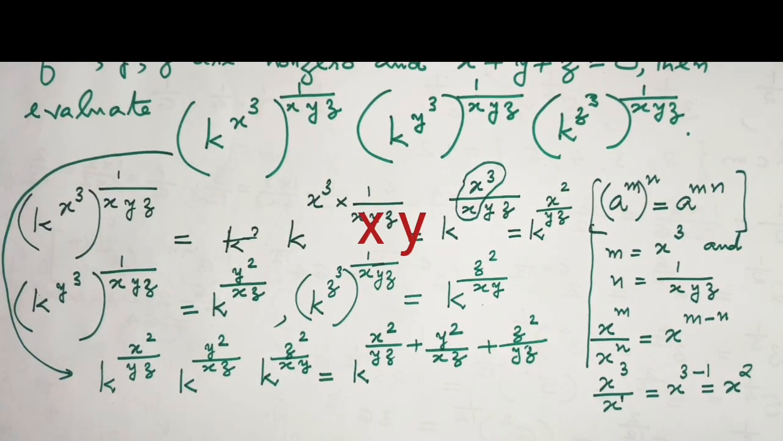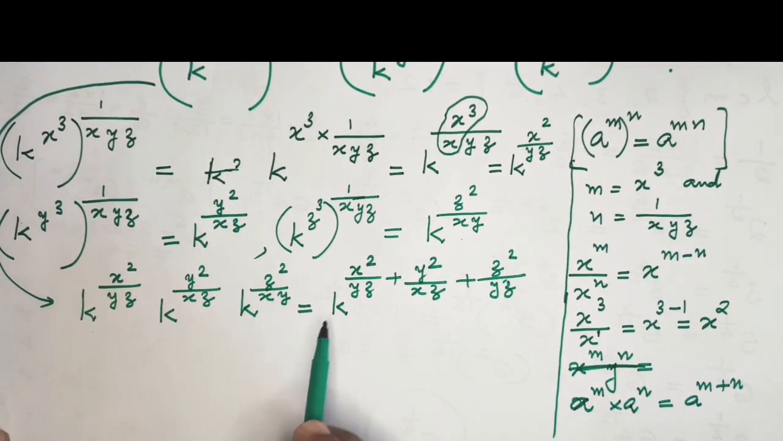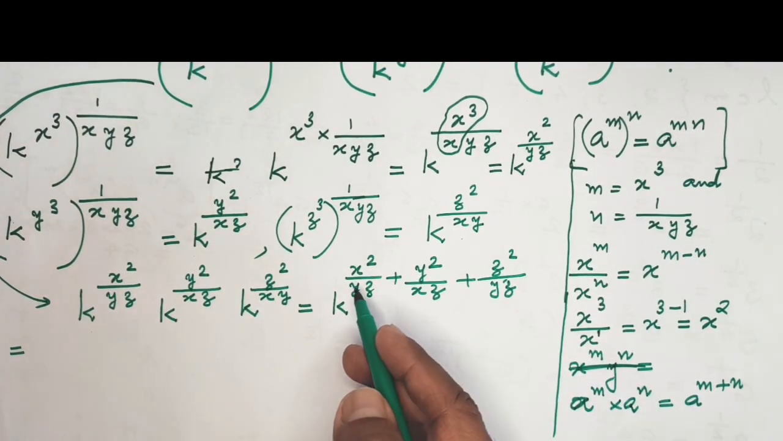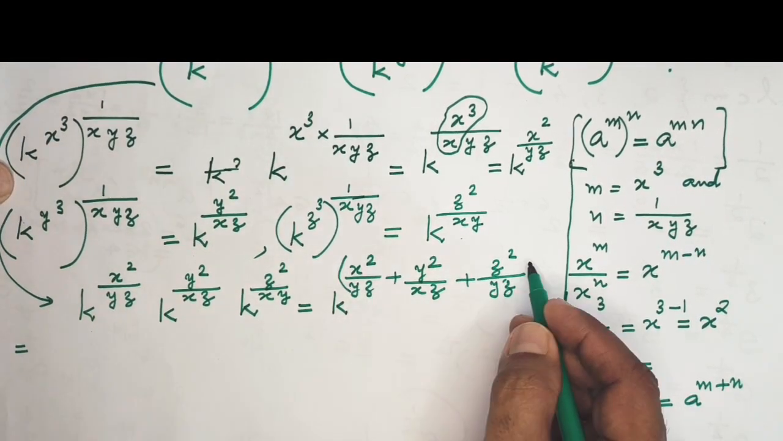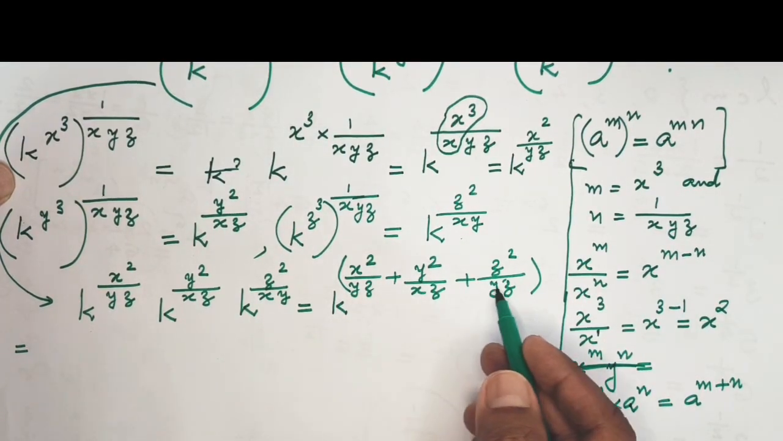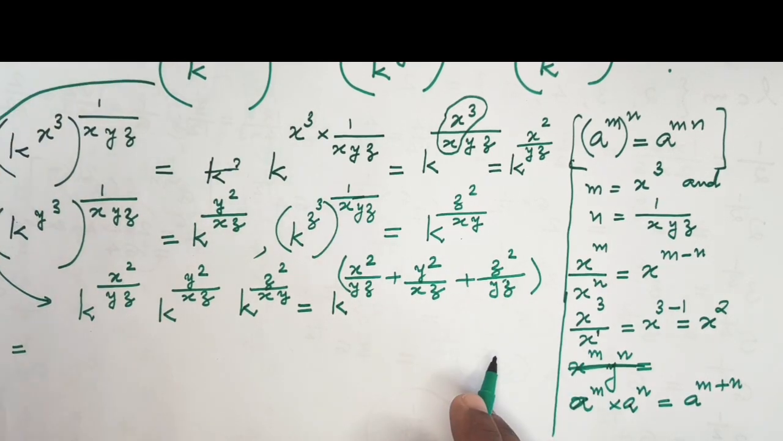Actually, we have made use of one law of index, which is a to the power m multiplied by a to the power n equals a to the power m plus n. Here in the basic law, we have two terms. Here you have three terms. So you get this. Now in the next step, let me simplify the exponent. See, we got the whole thing converted into k to the power of an expression containing three terms. This let me simplify separately and then substitute here.